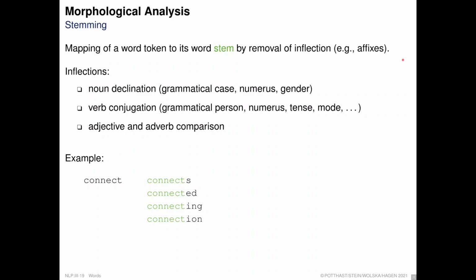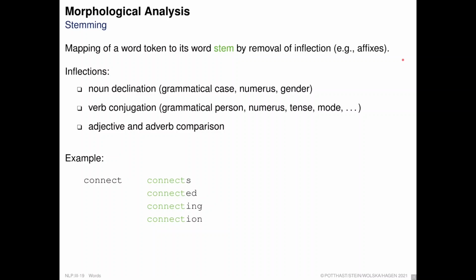What kind of inflections are there? So what kind of inflectional affixes might be removed? In case of nouns, this would be declination. In inflected languages, this inflection might be quite complex, might include grammatical case, number, gender, and so on. English in this respect is rather, let's say, poor inflectionally, but German already is not.